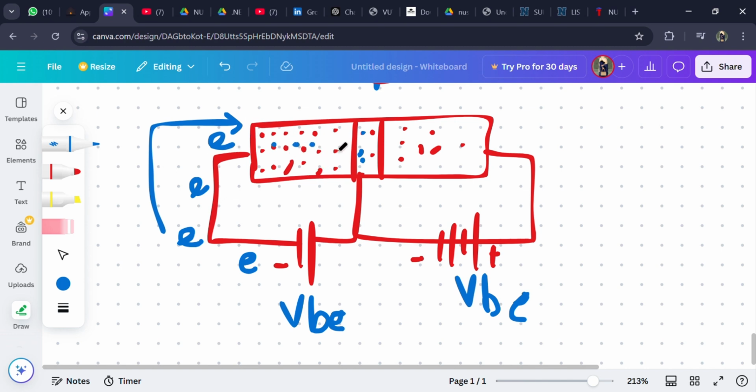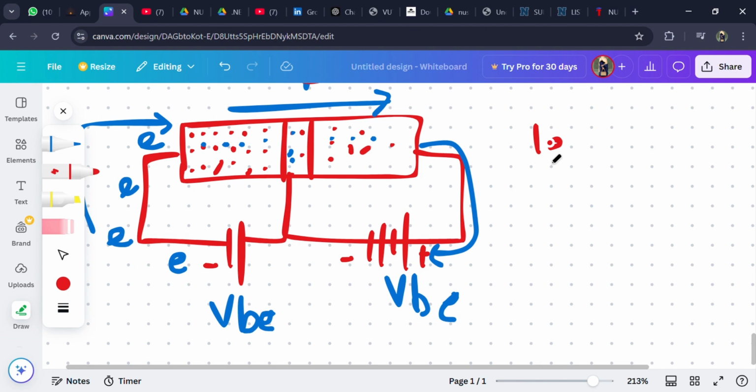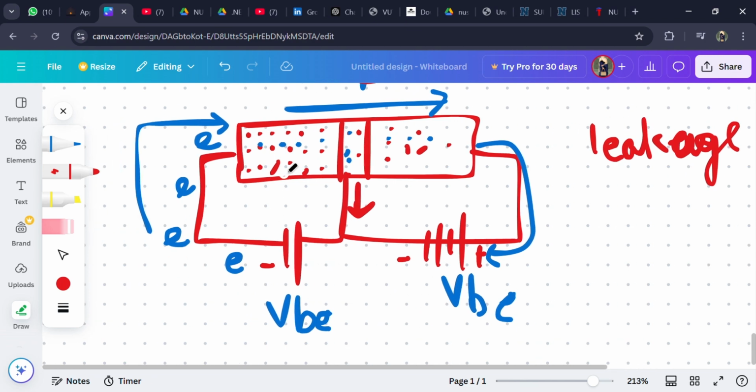So electrons will start flowing and they will get attracted towards the holes. Again, the flow of current would be in this direction, and the electrons will start moving. Now, one thing that you need to focus on is the leakage electrons or leakage current, that is the current that drops down into the base. Let's consider the electrons that are moving from the negative terminal to the positive terminal as N.